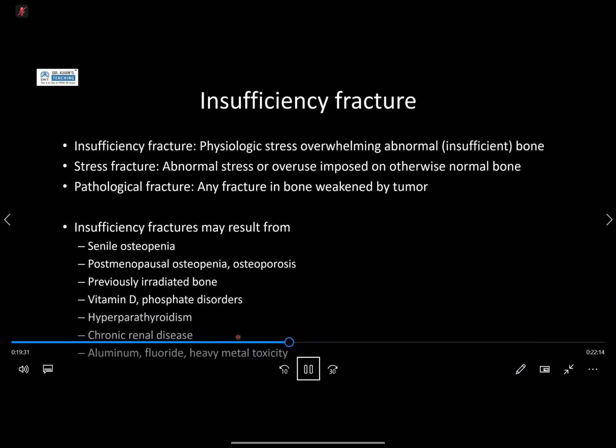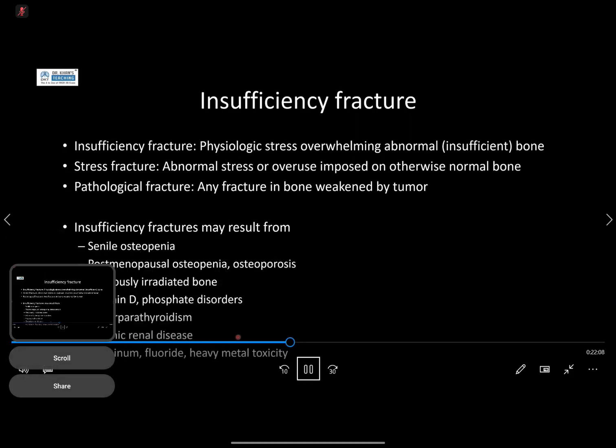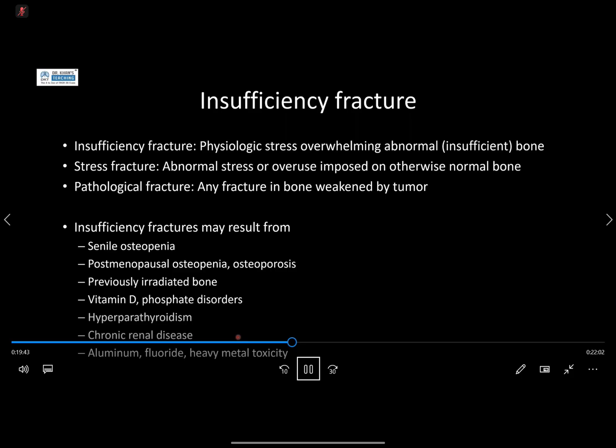Okay. So we know the difference: insufficiency is physiologic stress on abnormal bone, in this case osteopenia, disuse. And according to Wolff's law, your bone's constantly remodeling. So if you give it stresses, then it will continue to lay down new bone and become stronger. And if you don't use it, it will start to waste away. A stress fracture is one that we saw earlier.